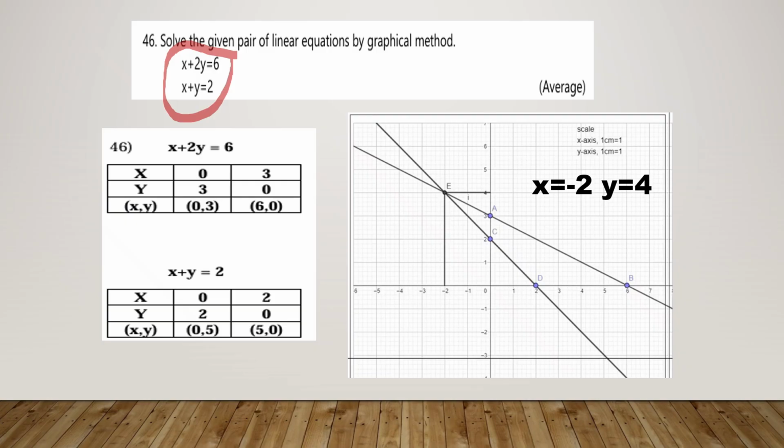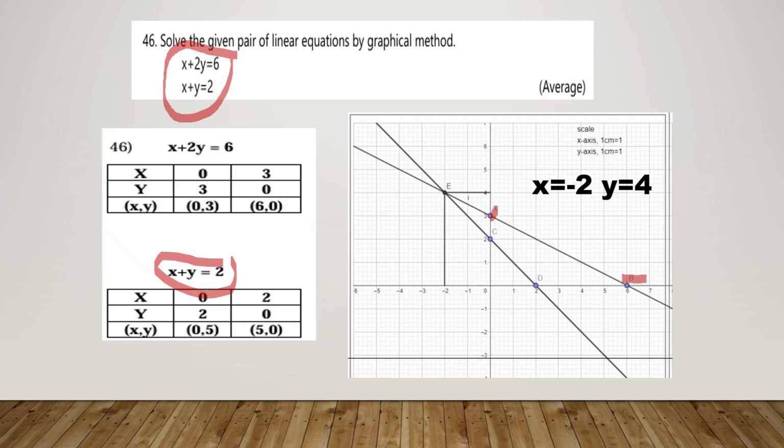So (0, 3) means this point, that is point A. Then (6, 0) means that is point B. So draw this line, join this. Then x plus y is equal to 2, another equation is given here. Here also you will get (0, 5). You can take any value, but only 2 points should be there. So (0, 5), then (5, 0). So you will get this equation.